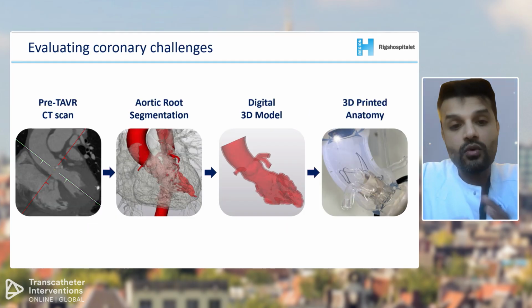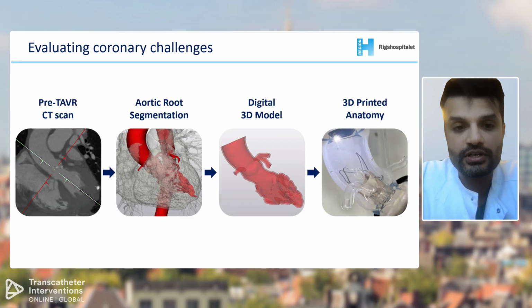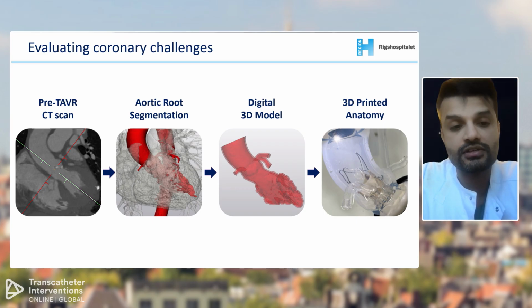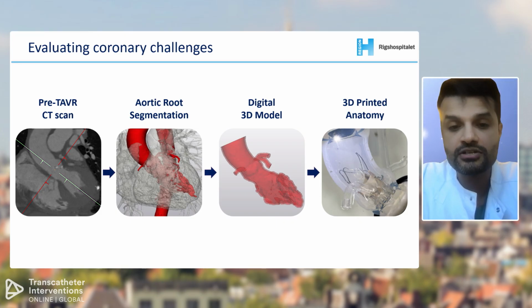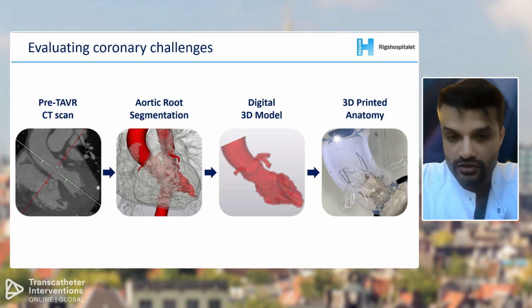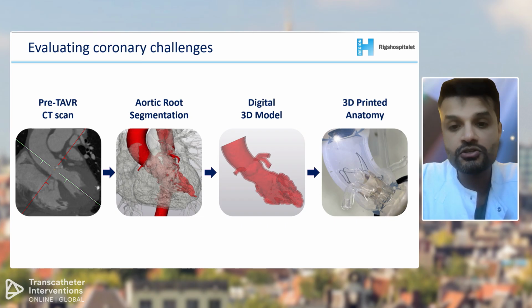Now, that's one example of, let's say, this digital twin concept. Something else that can be done is you can take the pre-CT scan of the patient, segment the aortic root, really create a digital three-dimensional model, which already can give you a lot of information and analysis, but you can also make a one-to-one size replica of the patient's anatomy.